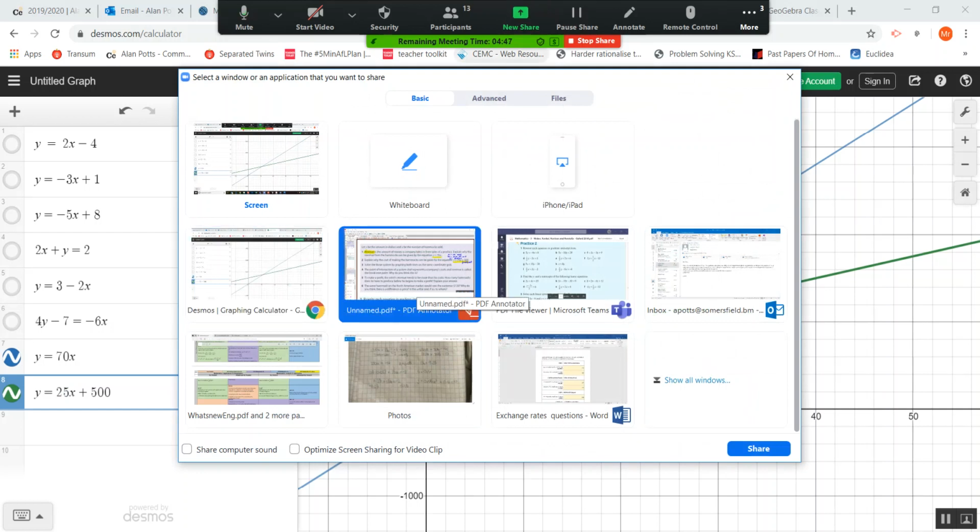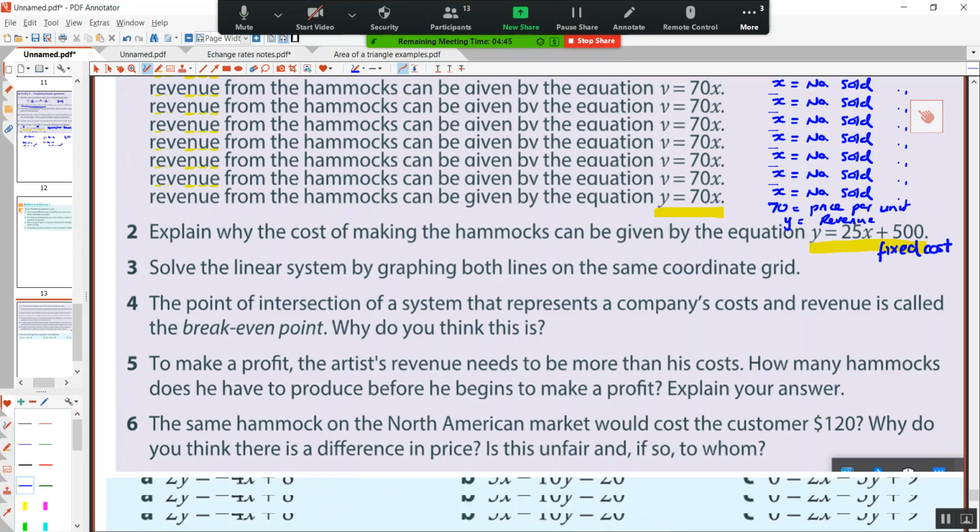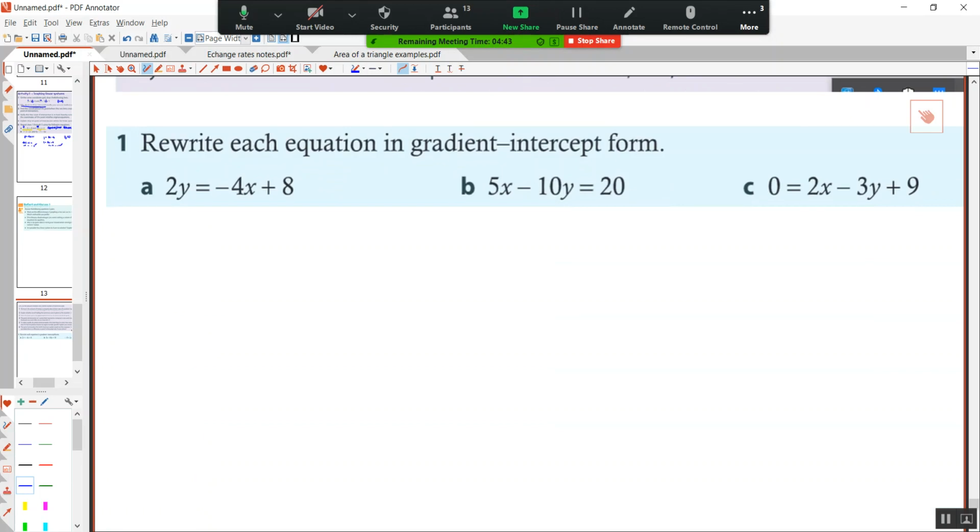So going back to the other screen, all right? I want to look at these three. We've literally got a couple of minutes. Those three there are not written in gradient intercept form, but we want to be able to write them in gradient intercept form because it makes it easier to understand what's happening. Okay, so looking at those three, what do you think, guys? Are you able to use your skills from solving equations to write those in gradient intercept form? What do we think?